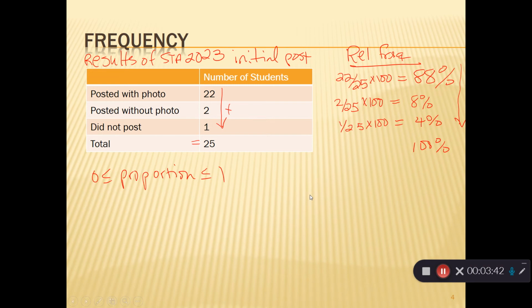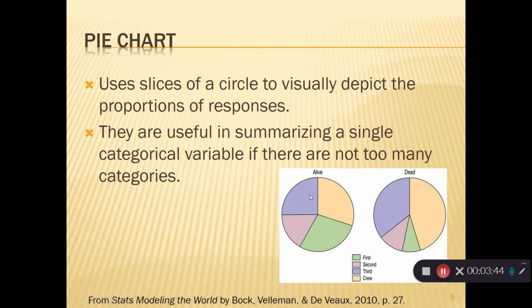But maybe we want to visualize it. A pie chart is one way that we could do that. We use slices of the circle to depict how much of the pie is being taken up in each category. And of course, we want a title up at the top, which I don't have here, and a legend that tells us which category is which, or we might put the values in.